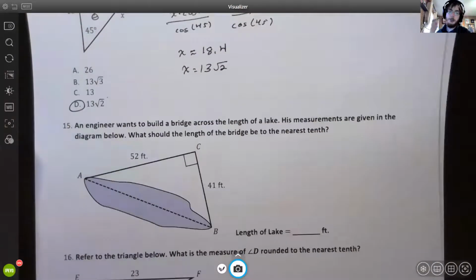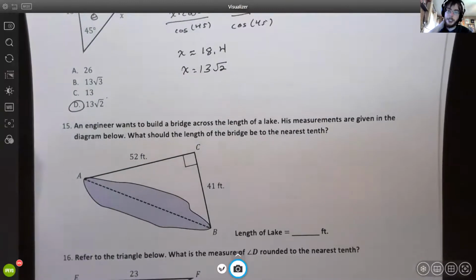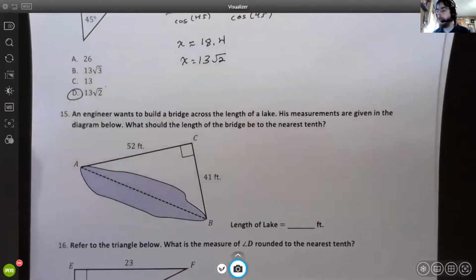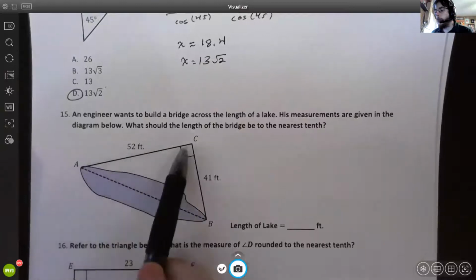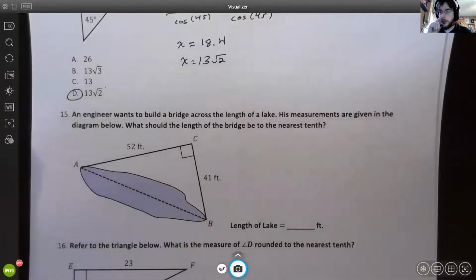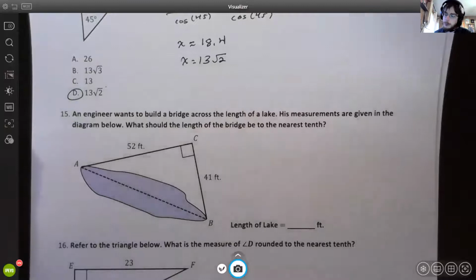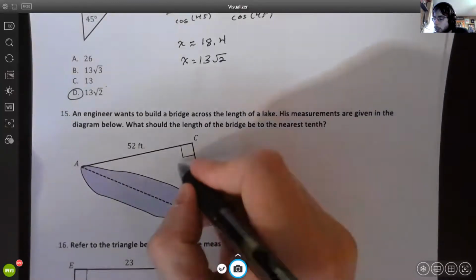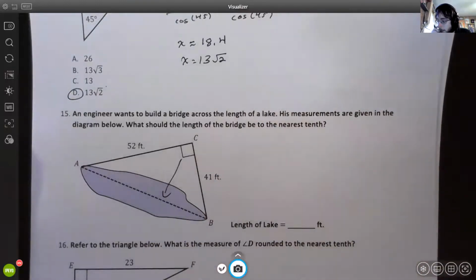Number 15, an engineer wants to build a bridge across the length of a lake. His measurements are given below. What should the length of the bridge be to the nearest tenth? So if you look, we're given two sides of this right triangle and no angles. So that means we need to be using the Pythagorean theorem. So the side we want to find is the hypotenuse.